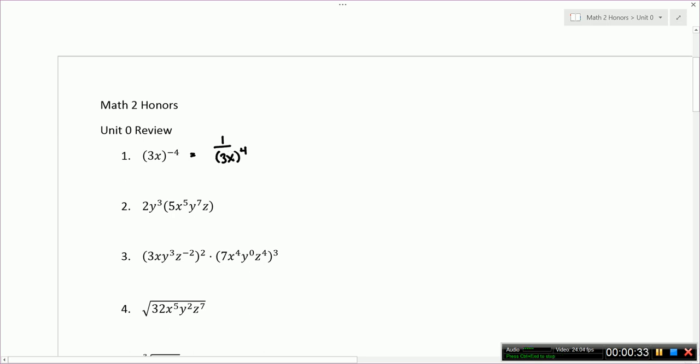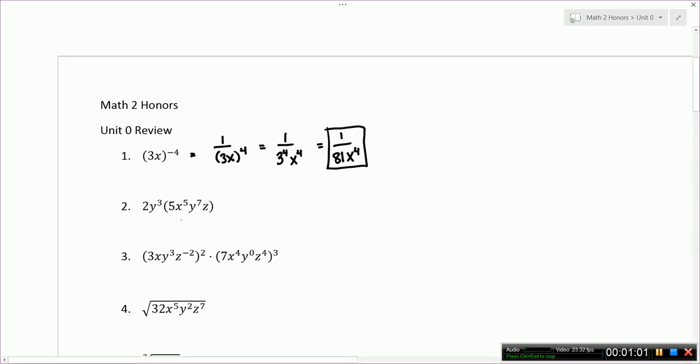Next, I'm raising both the 3 and the x to the power of 4. So I'm going to rewrite this as 1 over 3 to the power of 4 times x to the power of 4. And lastly, we can find 3 to the power of 4. 3 times 3 times 3 times 3 is 81. And so our final answer is 1 over 81 x to the power of 4.